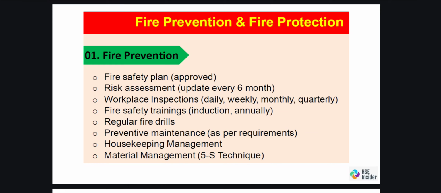So what comes under fire prevention? The fire safety plan, which should be approved by the competent authorities, and risk assessment covering all your workplaces, which needs to be updated every 6 months, covering all the activities as well as the workplace hazards which have the potential to create a fire. Workplace inspection, which you can do daily, weekly, monthly, quarterly by forming a committee or individual inspections.